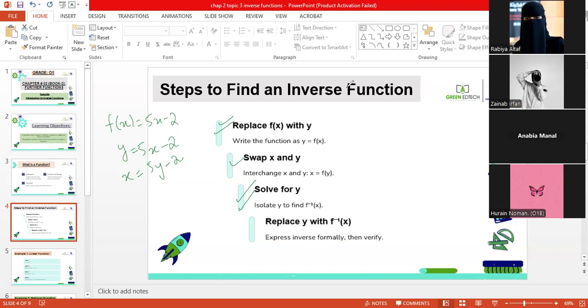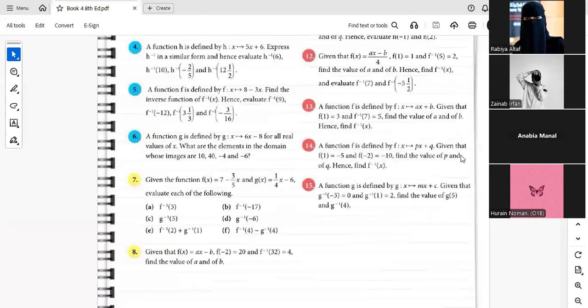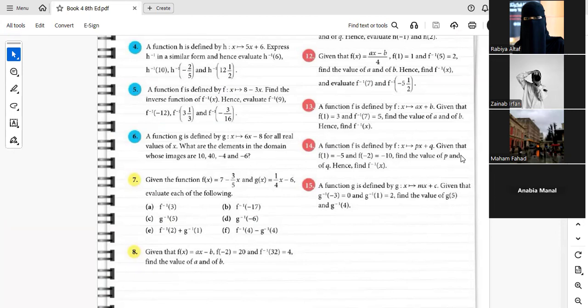Now let's move towards exercise 5b and solve the remaining questions. Okay, this is about exercise 5b. Is there anyone who can tell me how many questions we have done up till now? 6 questions. Good. So now we'll move towards question number 7.